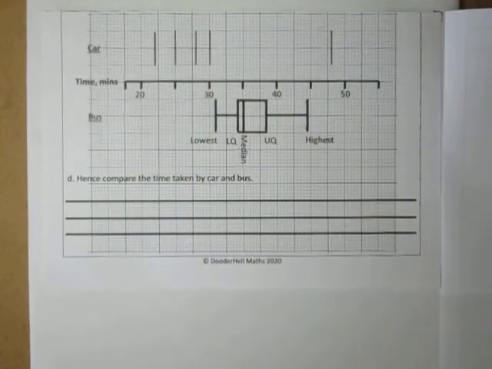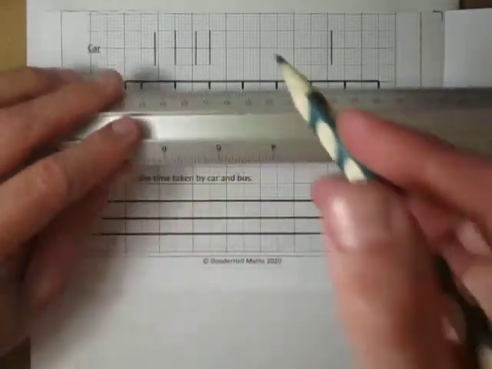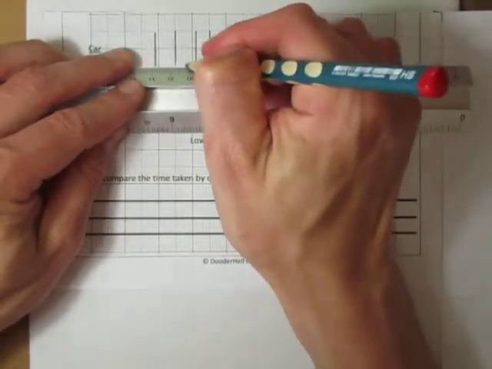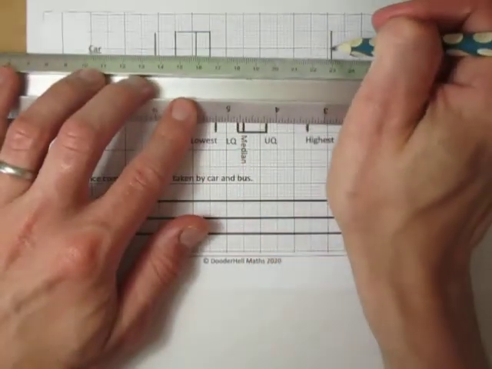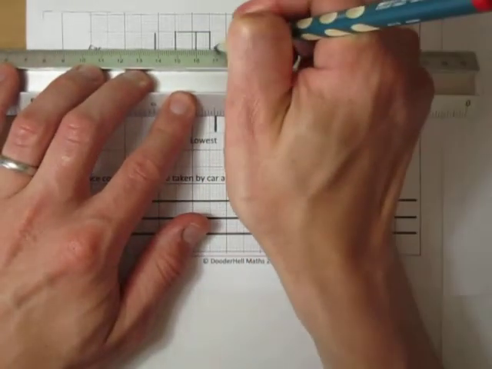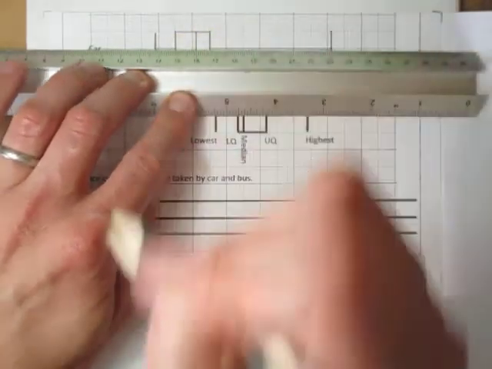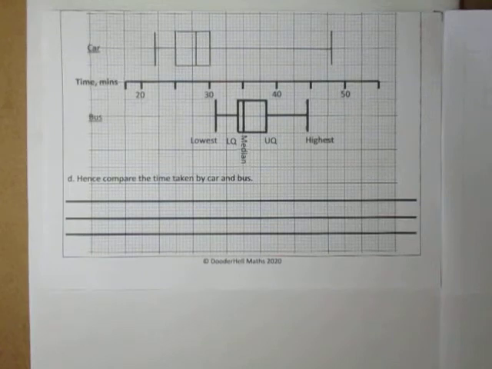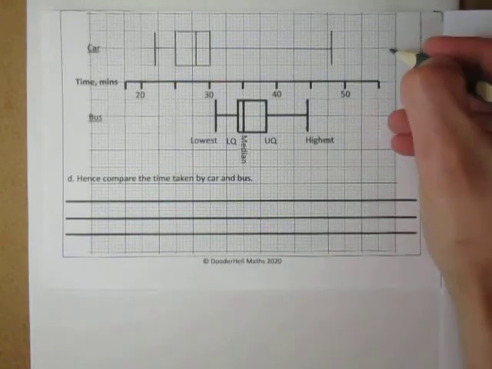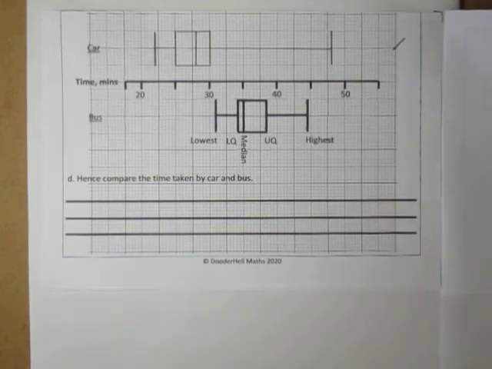Okay, and the quartiles there are all joined together by horizontal lines like so, and then we put horizontal lines here and here. Okay, so there we go. That is the box plot drawn for the car. But hopefully now we should be able to use those two box plots to compare the times taken by car and bus.